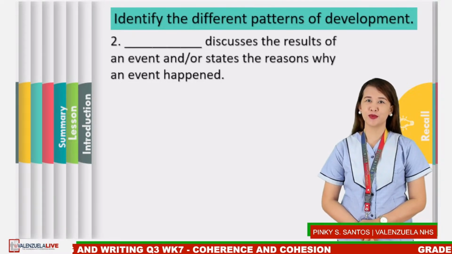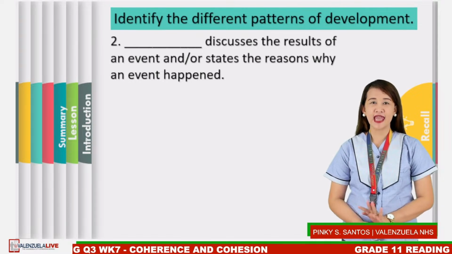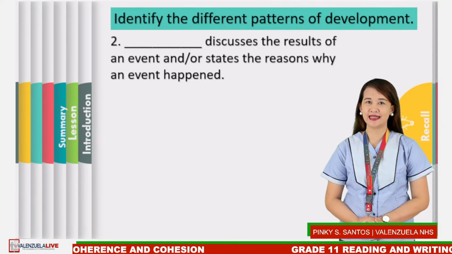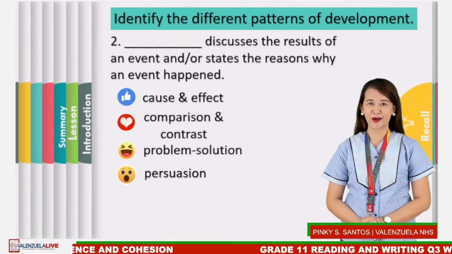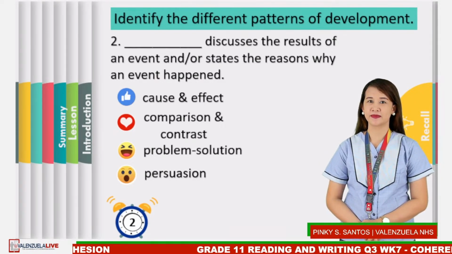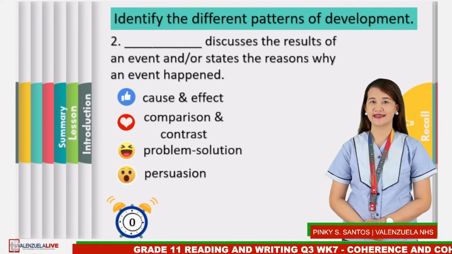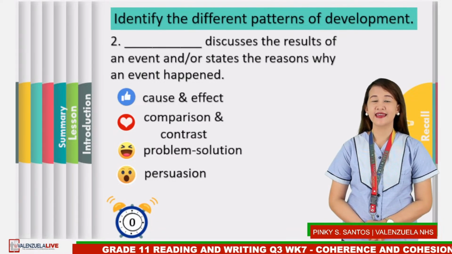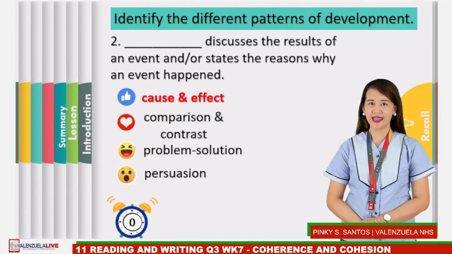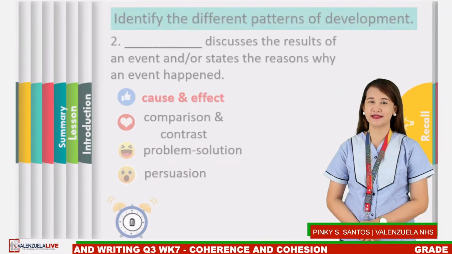Question number 2. Blank discusses the results of an event and or states the reason why an event happened. Timer starts now. Did you get it right? The answer is cause and effect. Very good. Let's move on to question number 3.